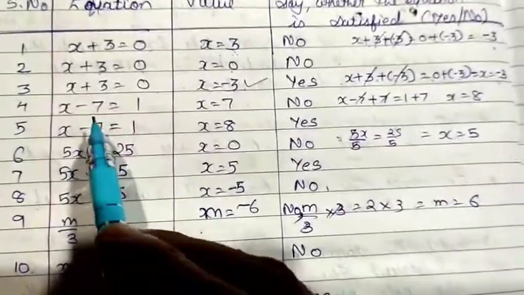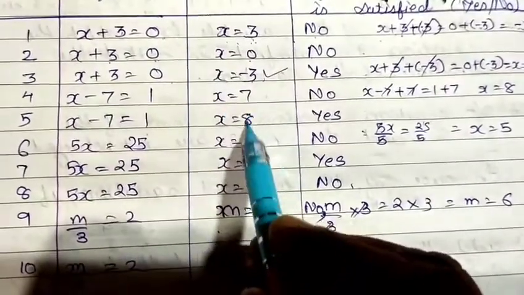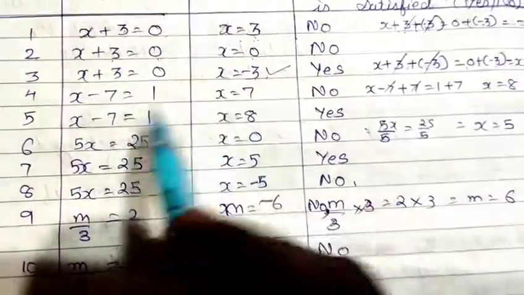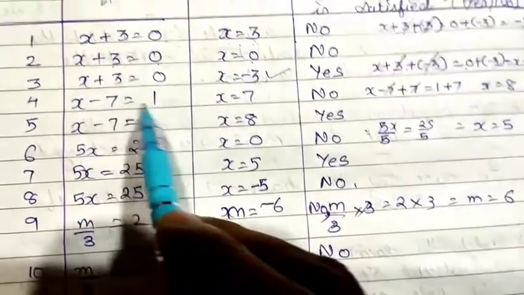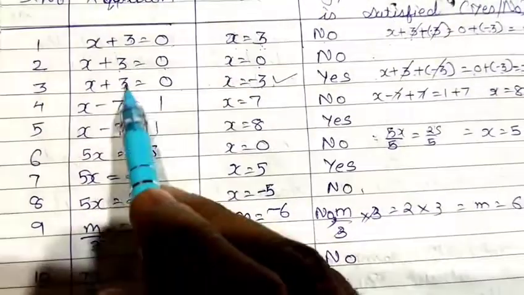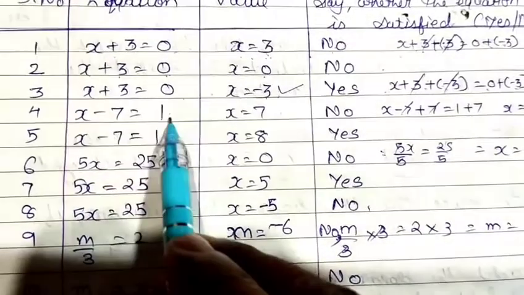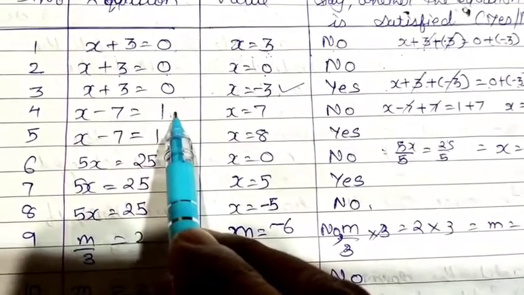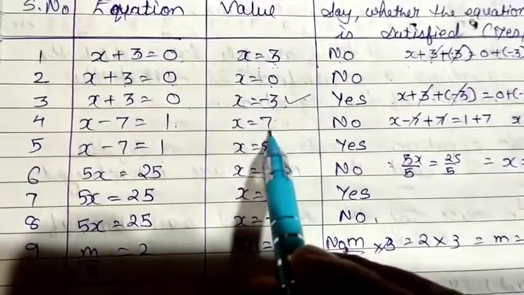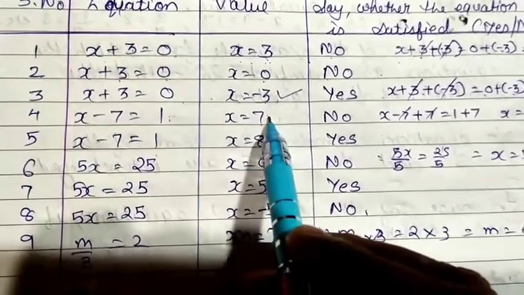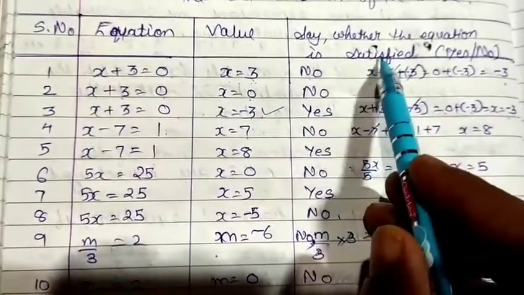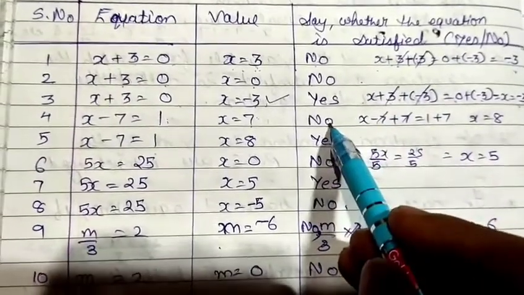Then two question related, two different value given over here. Which one is correct? We have to find. See, x minus 7 equals to 1. While transposing this 7 toward your right hand side, negative 7 will become positive 7. So 1 plus 7, you should get 8 over here, but here it is given 7. So it is incorrect. So here write down no. The equation is not satisfied.